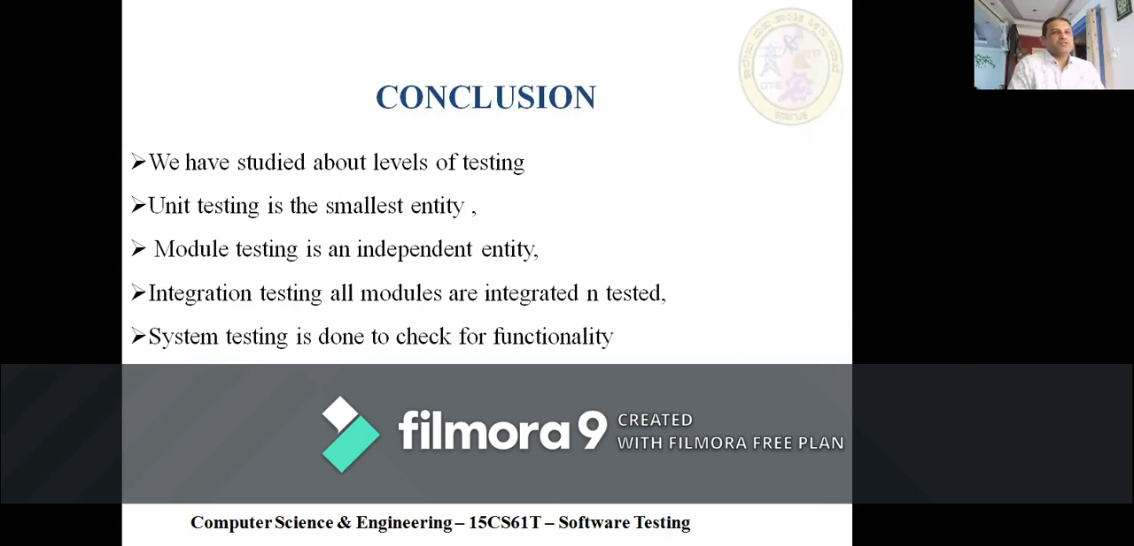So unit testing is the smallest entity, unit or component testing, and module testing is an independent entity. Usually unit testing or component testing is done by the developer himself. Later all the modules are linked together and we do integration testing. When integration testing is complete, we go for system testing to check the functionality as well as the software requirements, that is, the functional requirement specification or software requirement specification. Additionally, we also check the non-functional requirements.